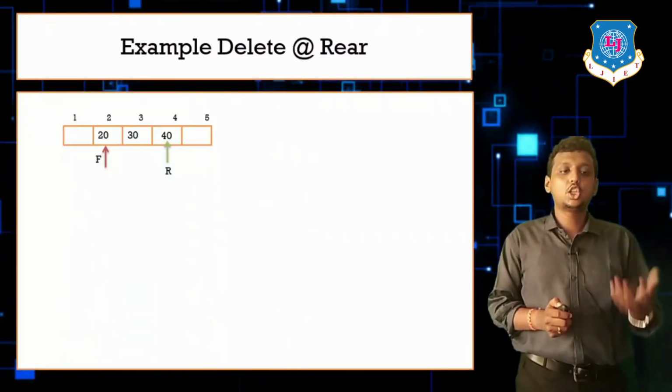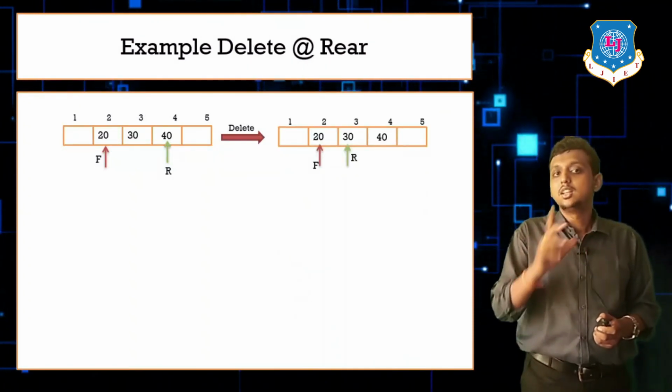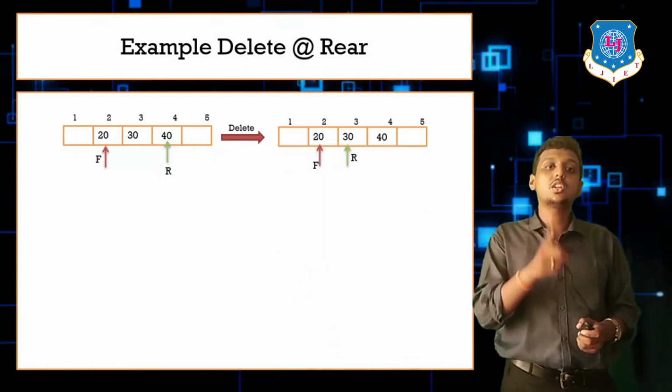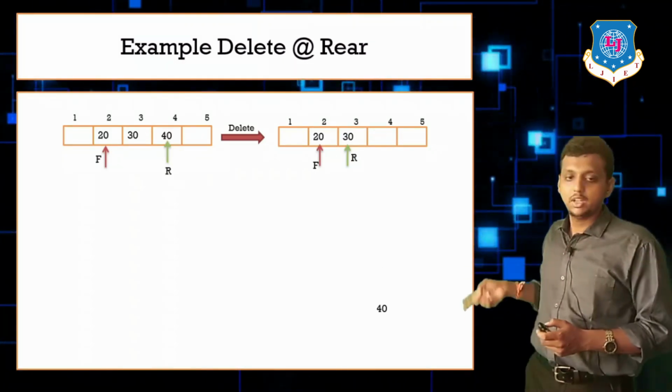So this is my Q, 20, 30 and 40 are there. If I want to delete 40, what happens? This is the rear end deletion, students. So you just need to decrement rear. Okay, so rear will be decremented, and the 40 will be removed.